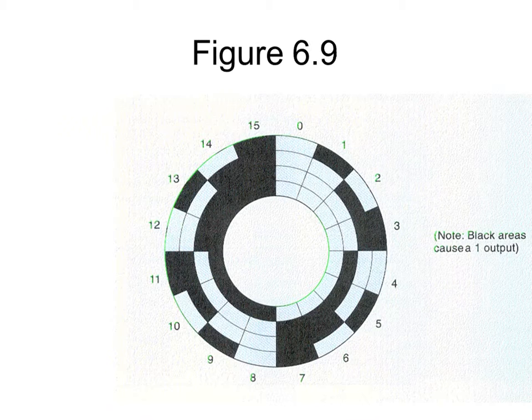So the first encoder that we'll look at is what we call an absolute encoder, and this shows you one that's set up in binary. So what we did, this is where we combine sensors.